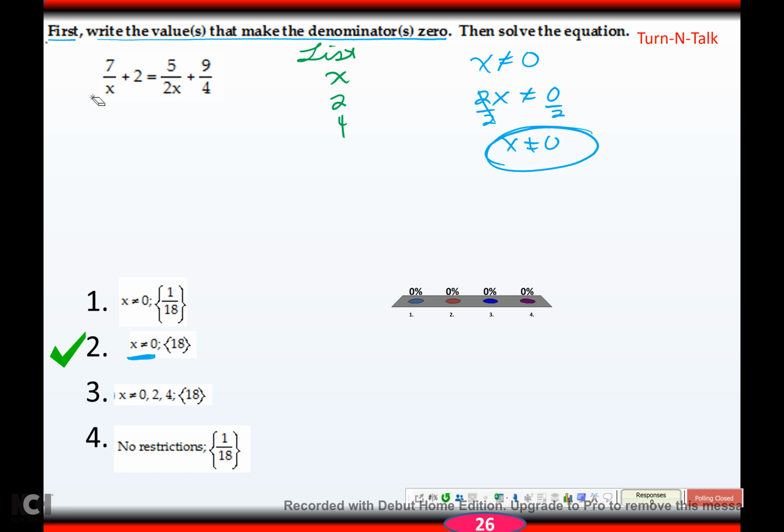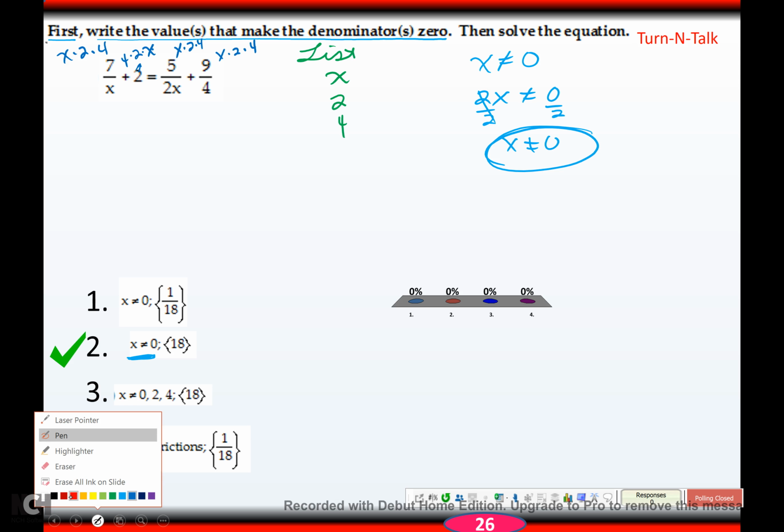So I've got to multiply everything through by x times 2 times 4. It doesn't matter what order. X times 2 times 4. See, I almost forgot 2. Don't forget, you've got to do it to every term, not just the fraction terms.